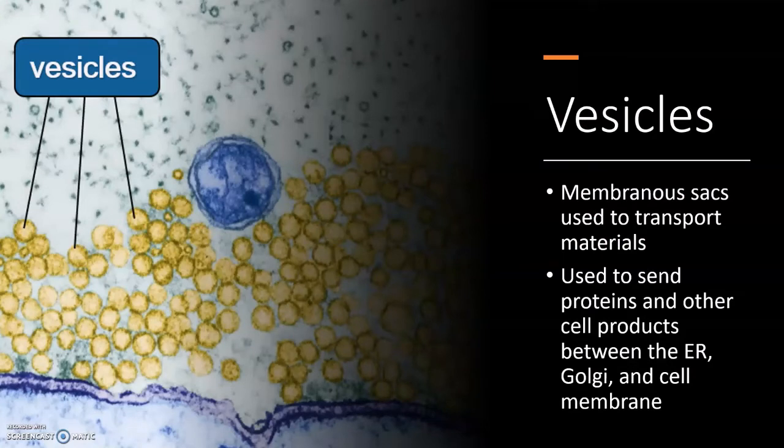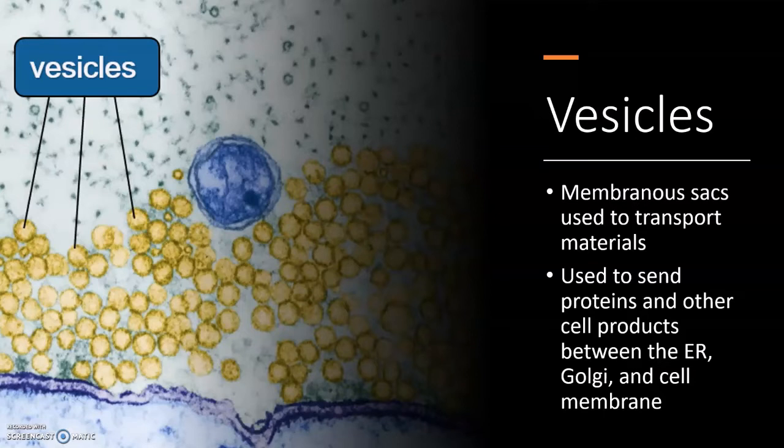Now, what does the Golgi apparatus send proteins out in? It uses vesicles. Vesicles, here we have another membranous sac. A lot of stuff inside of the cell is just a membrane with space inside, or just a place for things to be stored or collected. And so vesicles are going to be used to transport things.